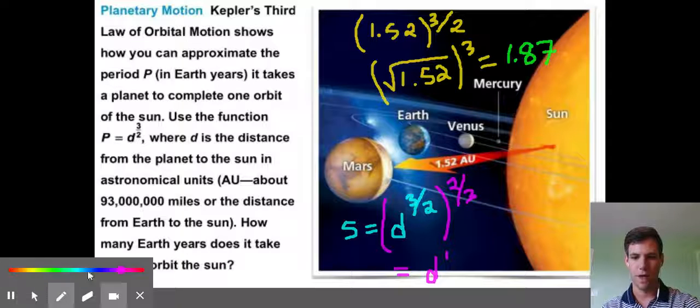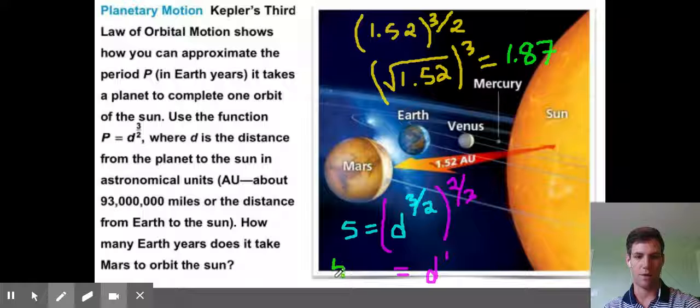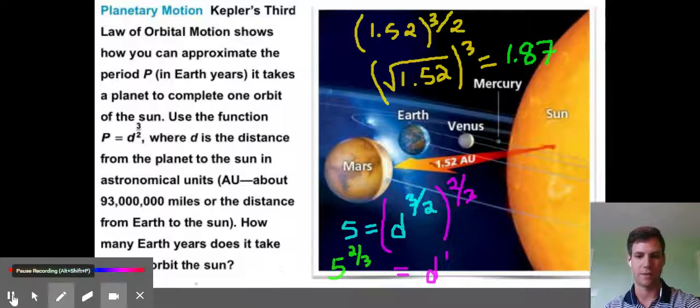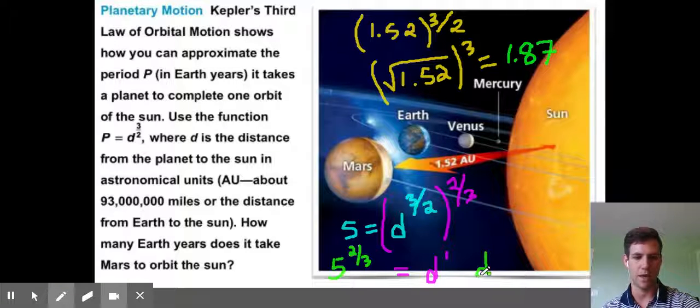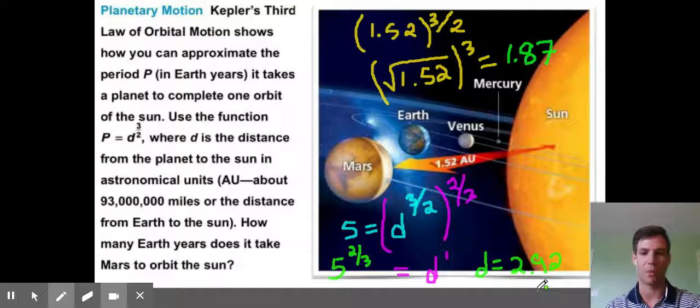So now if I wanted to do that to both sides, all I would need to do is 5 to the 2/3 power in my calculator to find my answer. And so you end up with d being equal to about 2.92. So that, remember, is the d part, the distance from the planet to the sun in astronomical units. So almost 3 astronomical units.